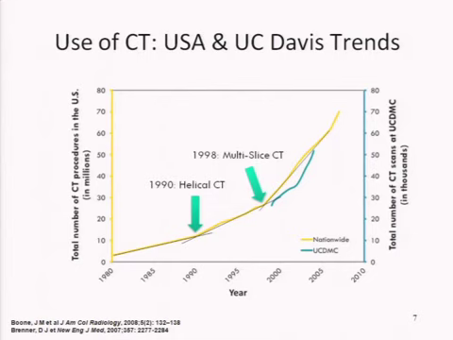At my own institution, this nick in the trend line corresponds to the point in time where we installed 2 GE CT scanners in the emergency department. We're the third busiest ER in the U.S., and of course, if you build it, they will come in that case, and they did.